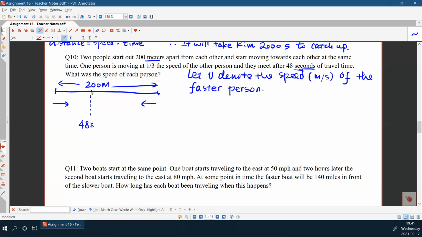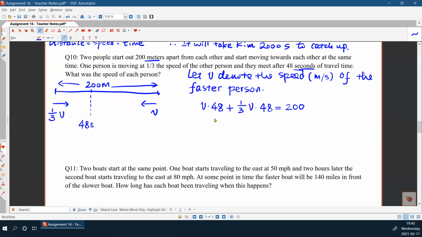Okay, so this is our faster person, right? The slower person is moving at 1/3 of the speed. That means he moves at 1/3 v, right? By the time they meet, the total distance they traveled is 200 meters, right? So the distance traveled by the fast person, which is v times 48 seconds, plus the distance traveled by the slower person, which is 1/3v times 48, equals the total distance they have traveled, which is 200, right?